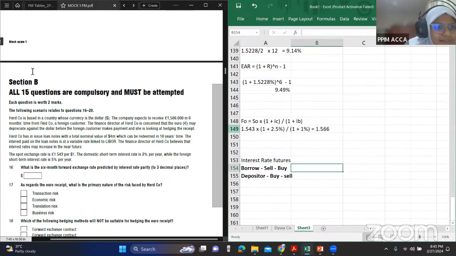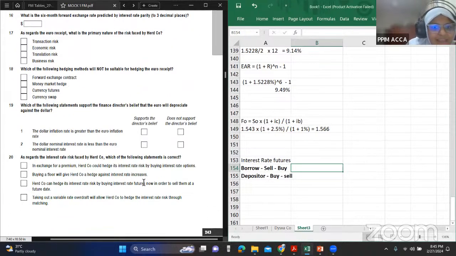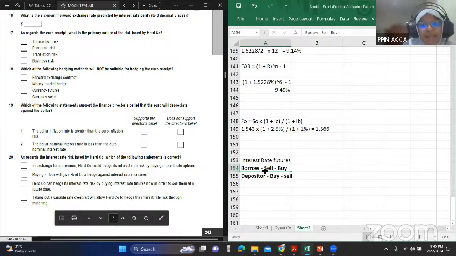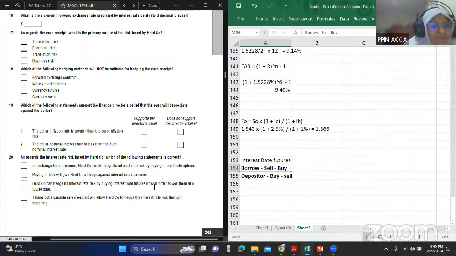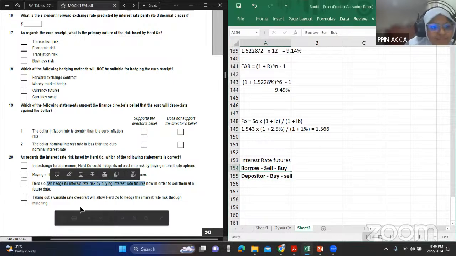So now here, we are a borrower because we are issuing loan notes and somebody is giving us money, we are borrowing. So if that is the case, we have to sell futures now and buy back later. Whereas here they're telling us to buy interest rate futures now and sell later. So this is the opposite. This you would do only if you're a depositor. Since we are a borrower, we have to sell now and buy later, so it can't be C.